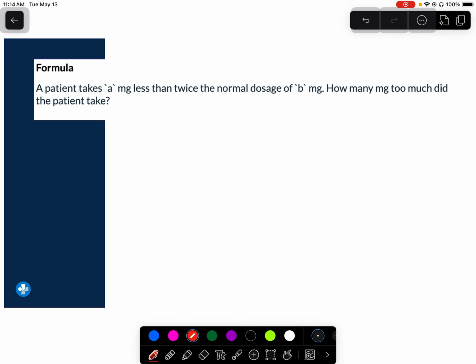So it is supposed to take B milligrams, but it is taking A milligrams less than twice the normal dose. So this is twice the normal dose, and it's going to take A milligrams less than that. Now, that sounds kind of weird. So let's put some numbers in just to make it a little clear.